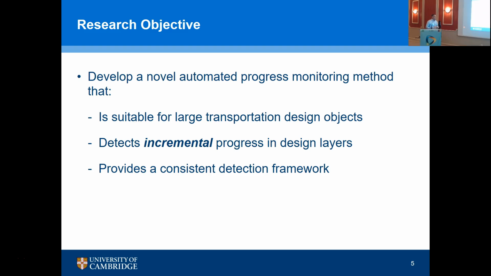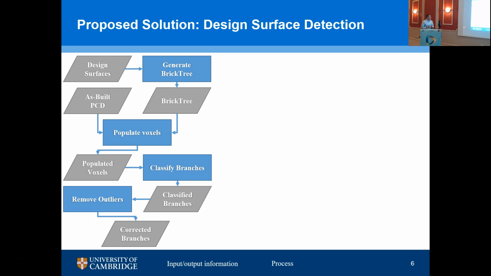So our goal and our objective in this small study was to develop a novel approach for fixing this. So we want to develop a data structure that's suitable for identifying incremental detection on those design surfaces on large transportation objects. We need to be able to identify the incremental part of that and then provide that consistent detection framework. And this is what we've come up with in order to do it.